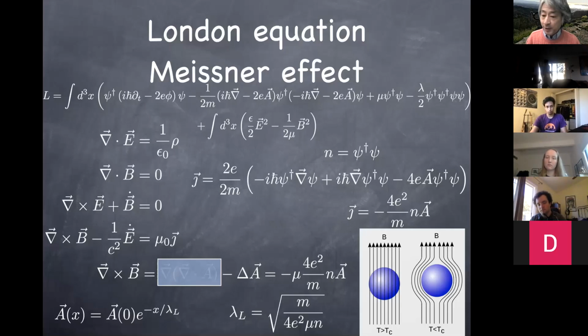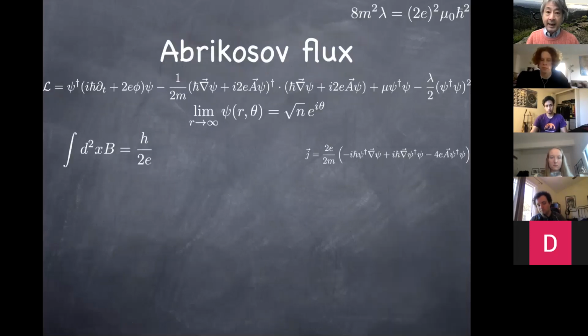Okay, so now we learn the magnetic field gets expelled by the superconductor. But in some cases, they are not totally expelled, in addition to the exponentially suppressed penetration into it. And that's when you have what is called the Abrikosov flux. And that's actually the same idea as when we talked about vortices in superfluid.